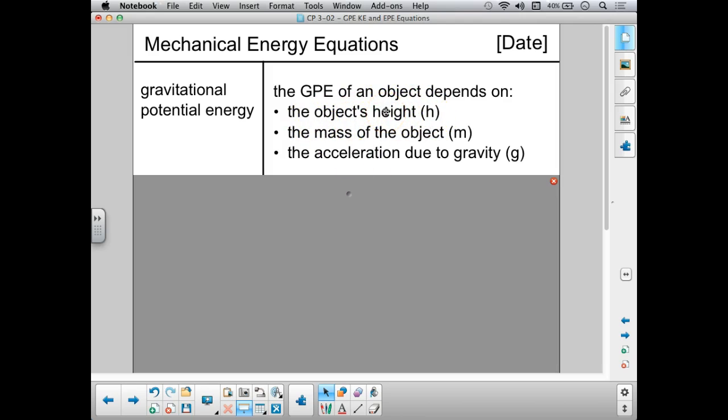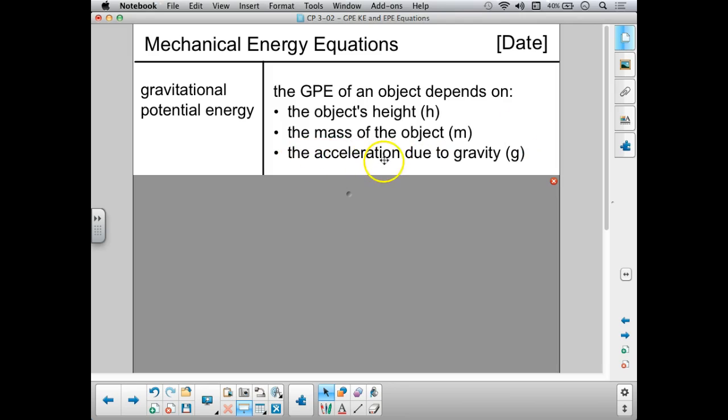There's a couple other things that GPE depends on as well, though. It's also going to depend on the mass of the object. Now, the mass means how much stuff there is in an object, and we measure that in kilograms. And this sort of makes sense as well, because if you think about it, a large object placed at a height is going to have more ability to cause change than a smaller object placed at that same height. So the mass of the object, how much stuff there is in the object, is going to matter.